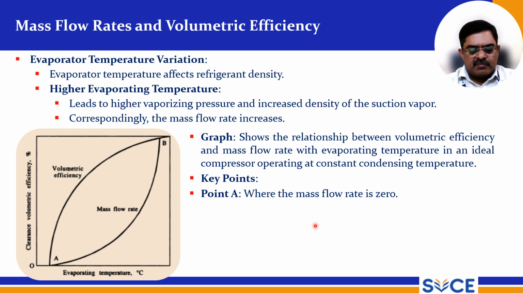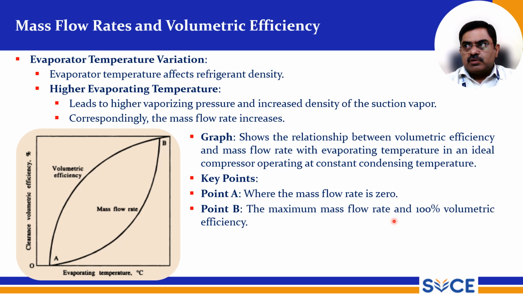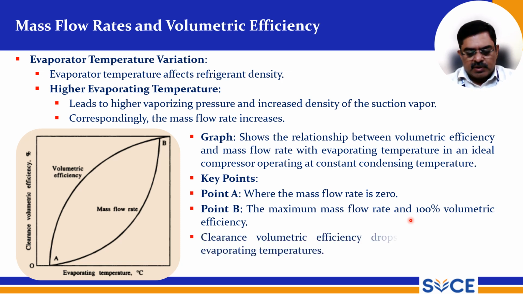So point A is where the mass flow rate is 0. Point B is the maximum mass flow rate and 100% volumetric efficiency. So that is point B. The clearance volumetric efficiency drops to 0 at high evaporating temperatures. So you can see here that at high evaporating temperatures, the volumetric efficiency drops to 0. So that is the graph inference here.